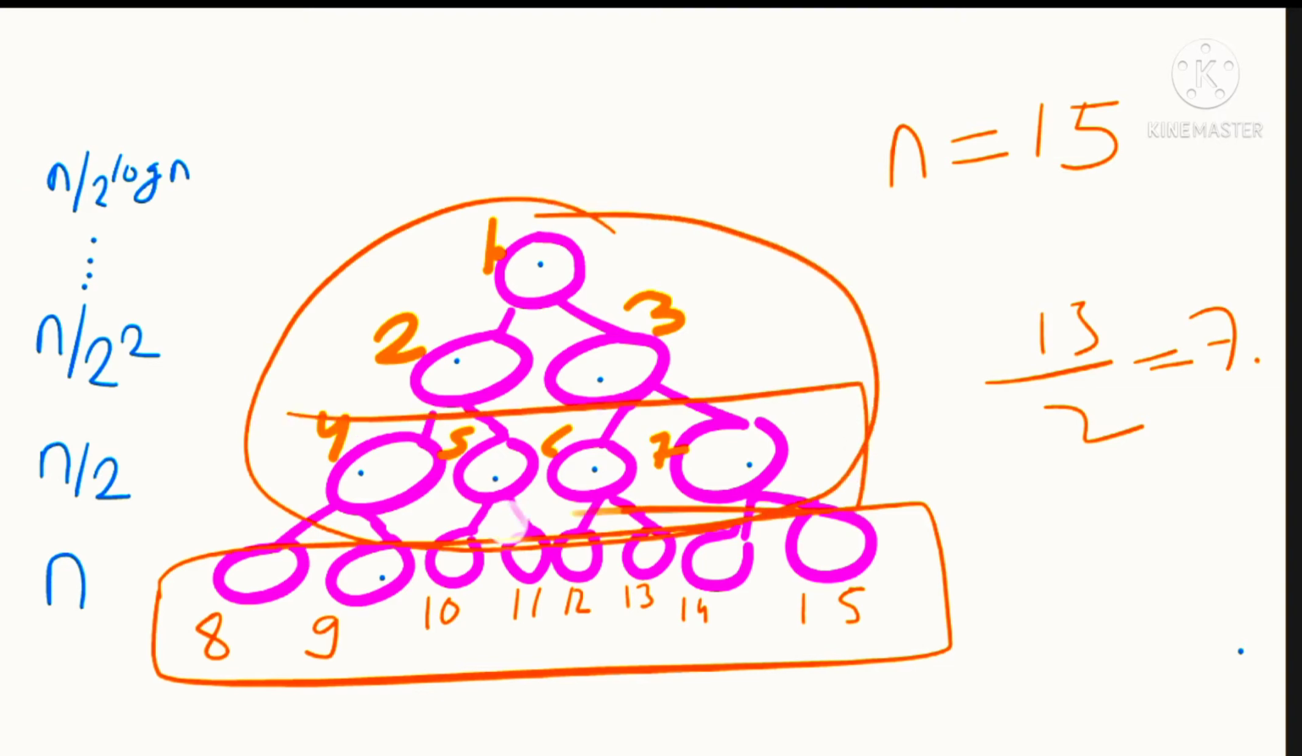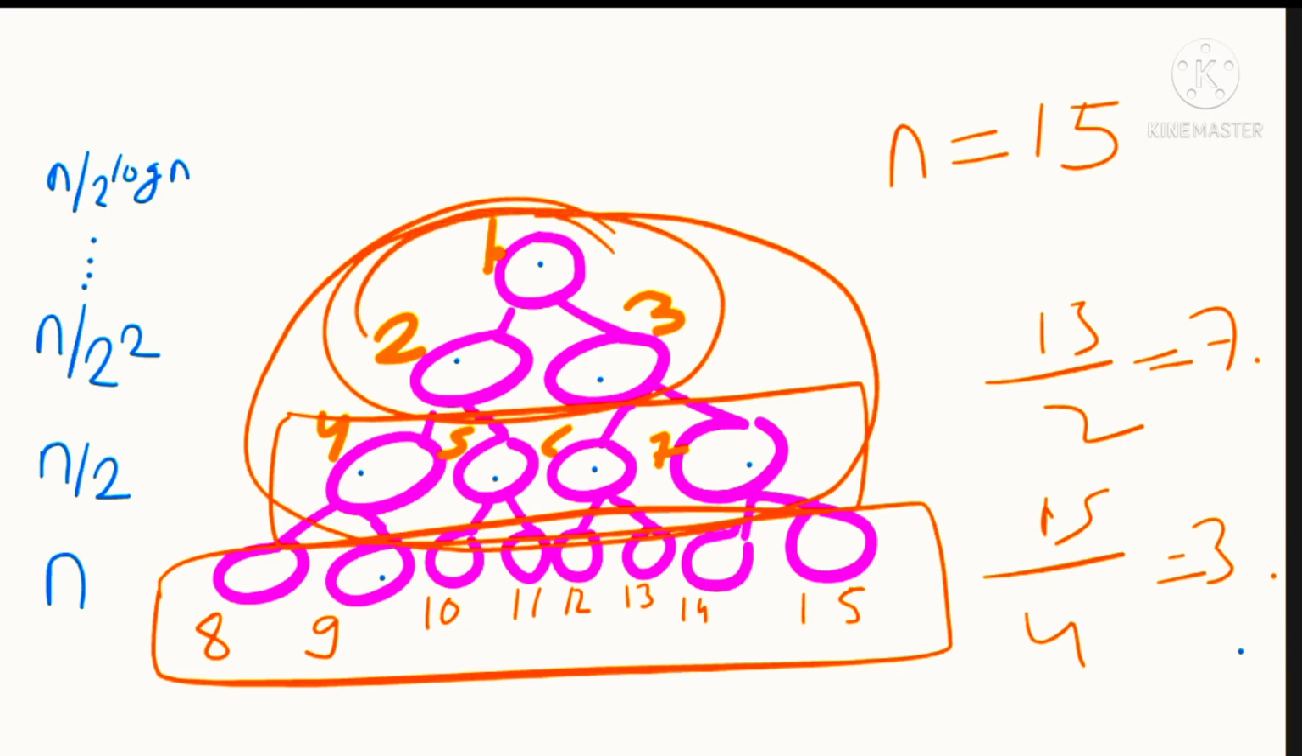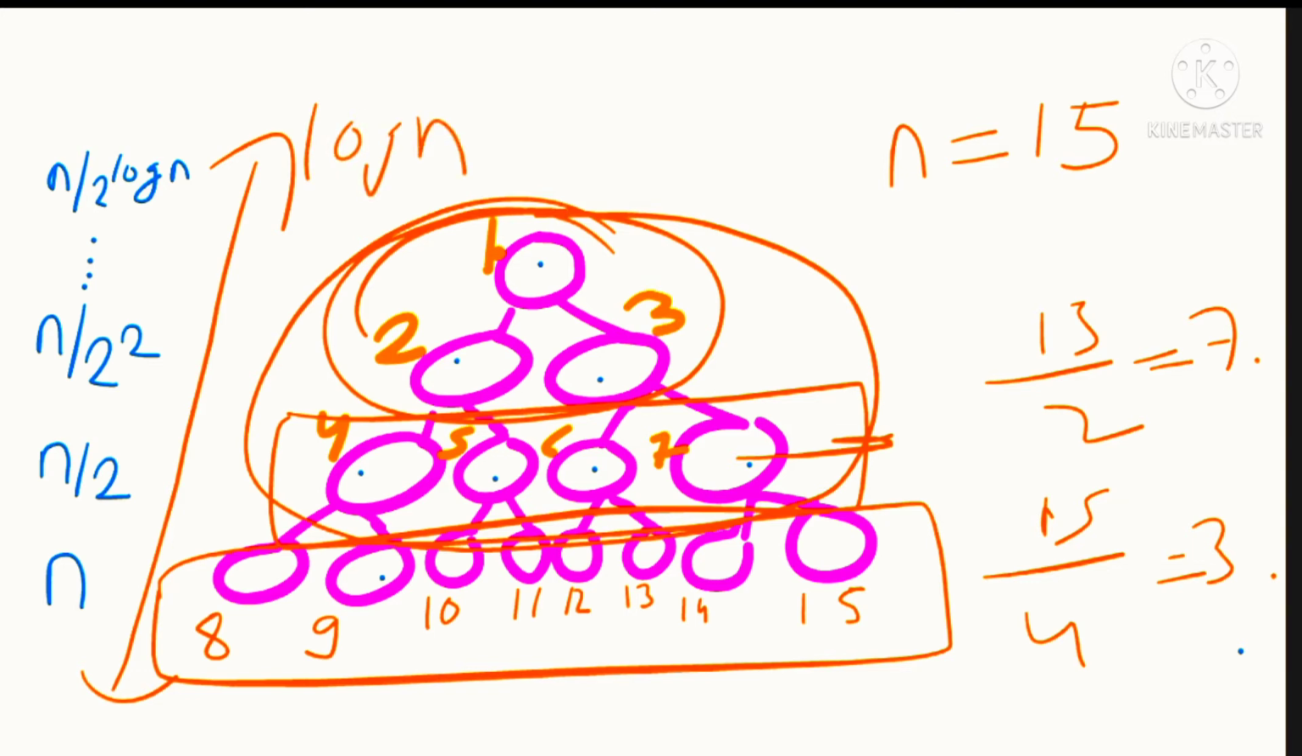And for this level, their parents will be n by 2 the whole square. So 15 by 2 square means it is 4. It will come some 3 point. So there are 3 parents are there for the next level. Like this, the parents and leaf relation is been defined, and the length we are calculating of the binary tree is log n. This way we are calculating the length of the binary tree.